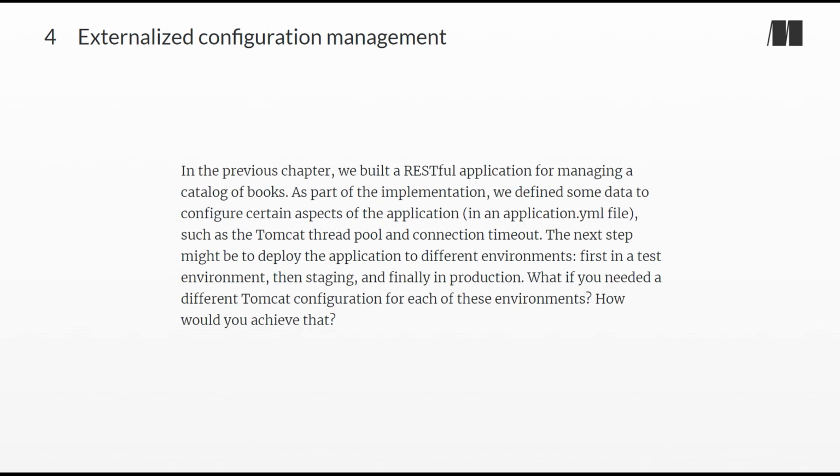In the previous chapter, we built a RESTful application for managing a catalog of books. As part of the implementation, we defined some data to configure certain aspects of the application in an application.yml file, such as the Tomcat thread pool and connection timeout. The next step might be to deploy the application to different environments, first in a test environment, then staging, and finally in production. What if you needed a different Tomcat configuration for each of these environments? How would you achieve that?